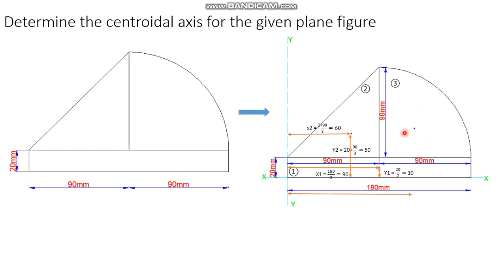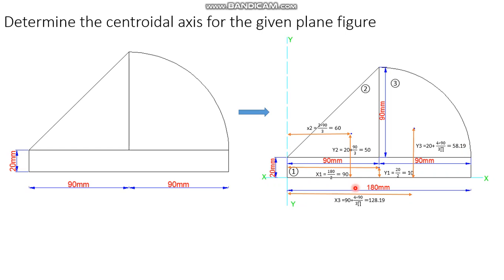Next, for this quarter of the circle, the distance of the centroid x3 is, from here to here, 90 plus 4r by 3 pi. 4 into 90 by 3 pi, you will get 128.19 mm. And y3 is 20 mm plus 4r by 3 pi. Once again, 4 into 90 by 3 pi, you will get 58.19 mm.